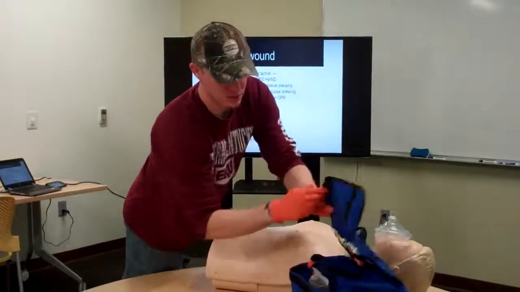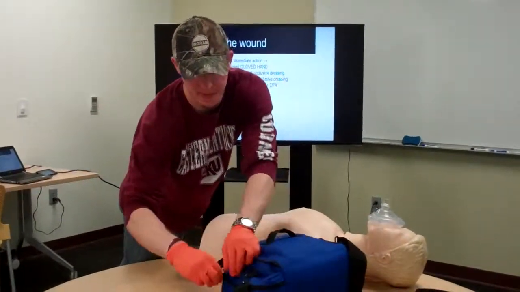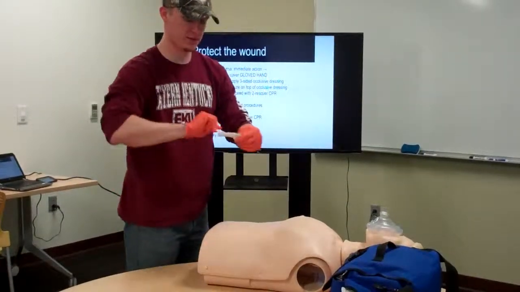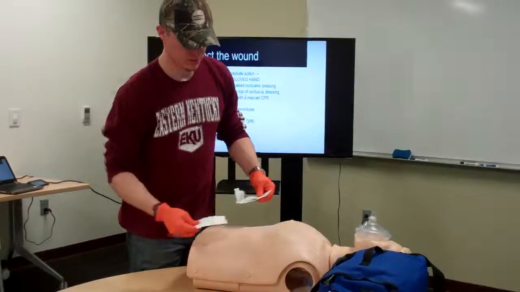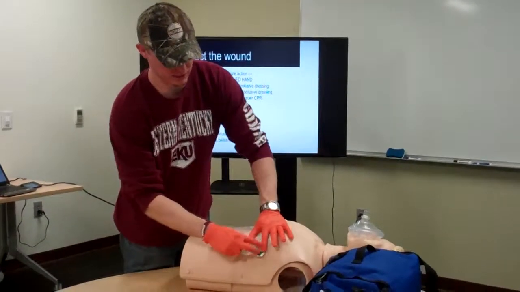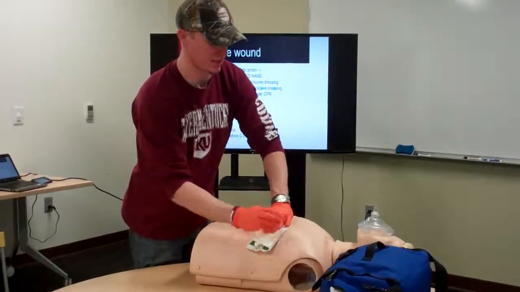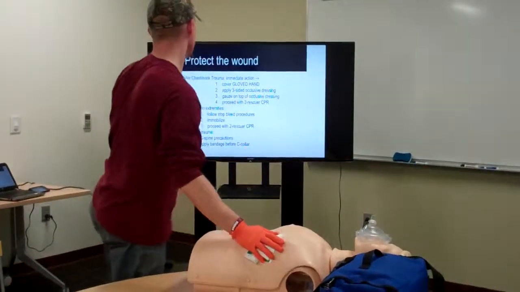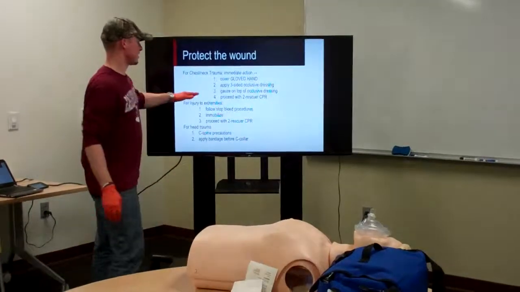So what we can do, we can take a gauze pad. One of these will work. Put the occlusive dressing on, 3-sided tape, gauze on top, and we're going to secure that dressing so we don't have to touch it anymore.